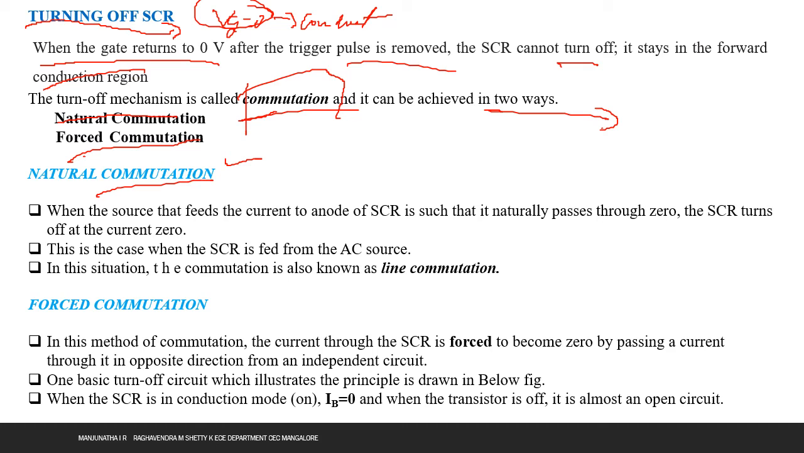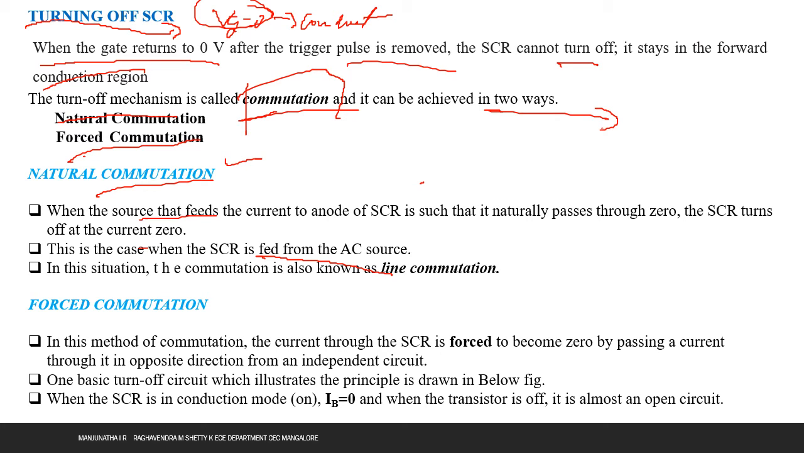Natural commutation: when the source that feeds the current to the anode of the SCR is such that it naturally passes through 0, the SCR will turn off at the current 0. This is the case when the SCR is fed from an AC source. In this situation, the commutation is known as line commutation.